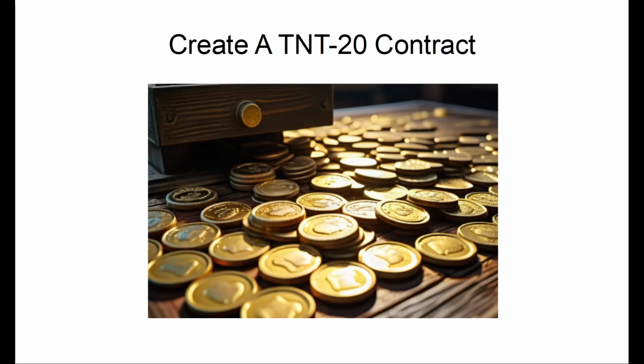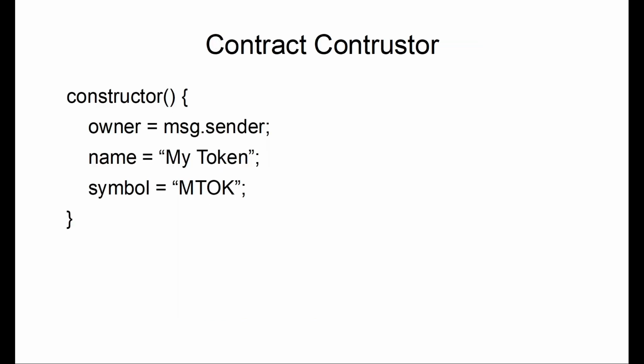Now we're going to take a look at creating a TNT-20 contract. It's actually far easier than an NFT contract. I skipped over constructors, so now it's time to go back to it. A constructor is simply a function that gets launched when you first create your contract. So the constructor function is run when you deploy your contract on the blockchain. So in this function, we're just setting the owner to the person who sends the contract to the blockchain. We're naming the token, and we're giving the token a symbol.